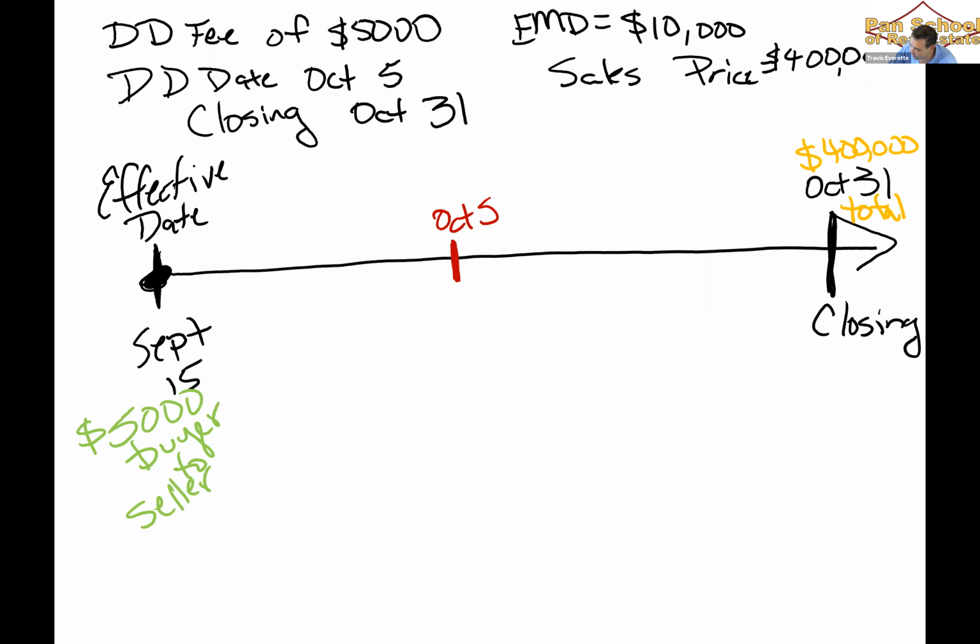October 5th. What's special about October 5th if you look up there? It's the due diligence date. So this is our due diligence expiration date. Okay. Did we pay to ride the ride this far already? Yes, we did. We paid for that.